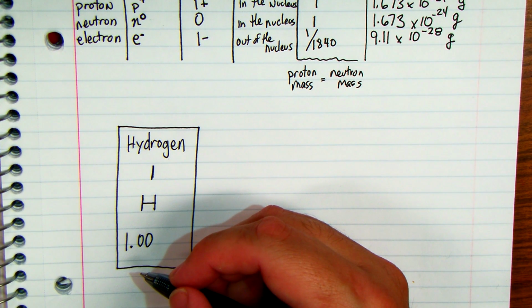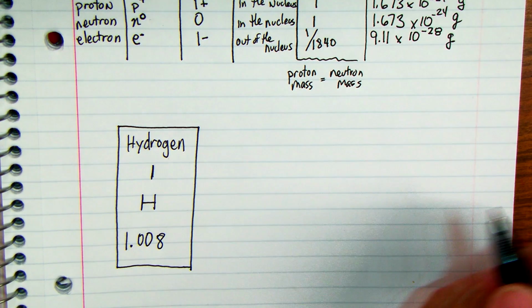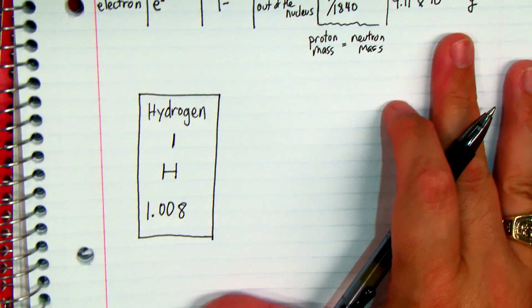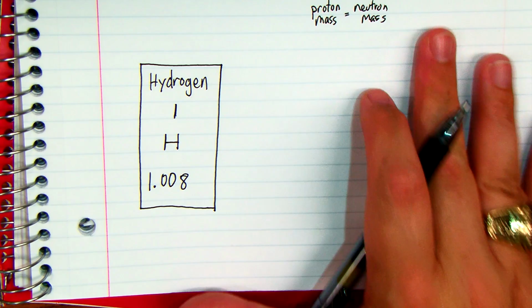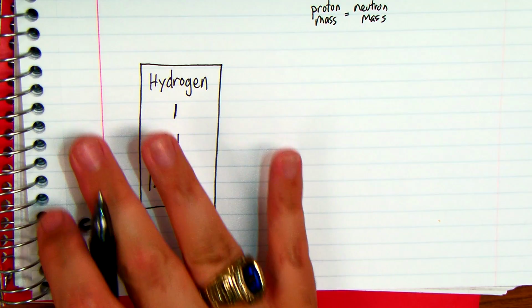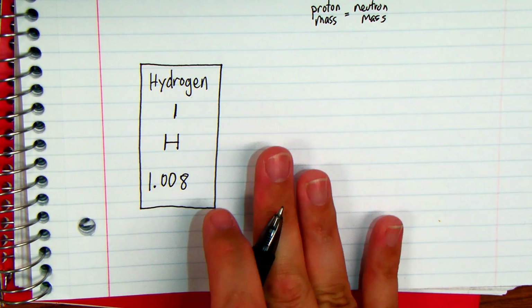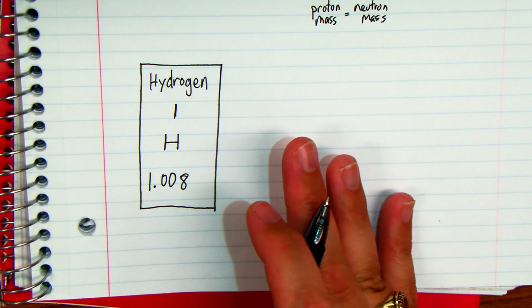And I don't want to screw it up. I think it's 8. Pretty sure it's 8. I don't have a periodic table in front of me. But this is what you would see if you go for a typical periodic table.